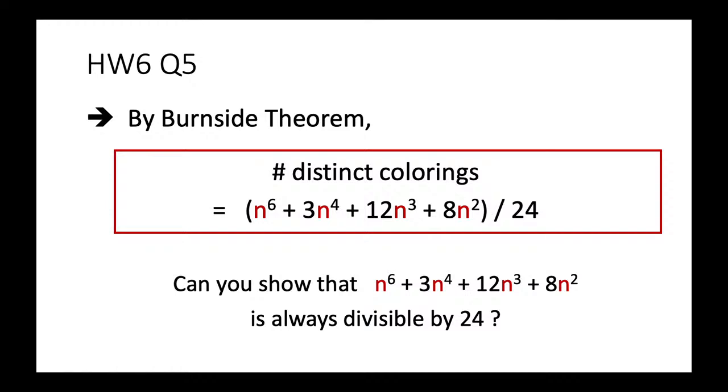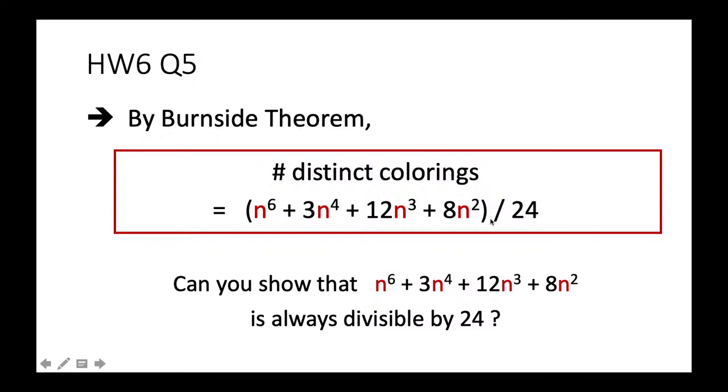Now, an interesting thing here is, if you look at this term at first glance, it doesn't look like it must be divisible by 24. But here, we have just got a combinatorial proof, because the number of distinct colorings has to be an integer. So in that case, if everything is correct so far, then no matter what n is, as long as n is an integer, this must be a multiple of 24.